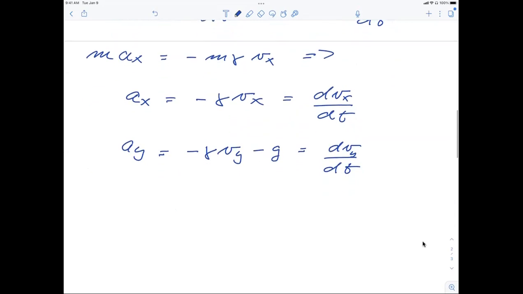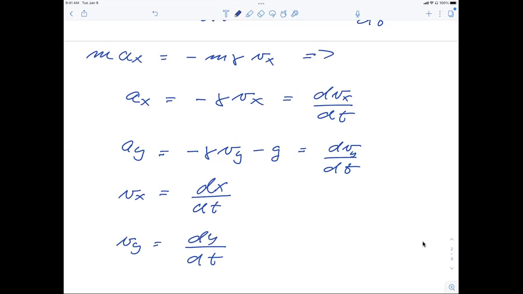Then finally, I have new equations. So I have that v of x is actually the derivative of x with respect to time, and v of y is the derivative of y with respect to time. Now, if you look at these equations here, there are some interesting mathematical properties which give us a hint that we may be able to solve the equations analytically.